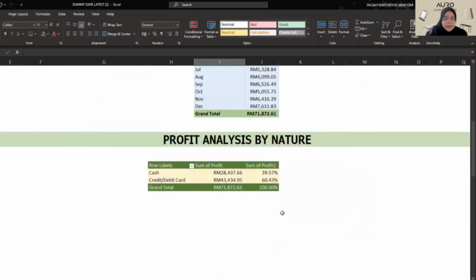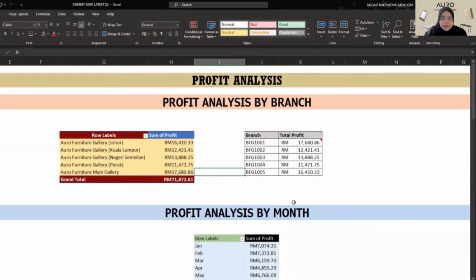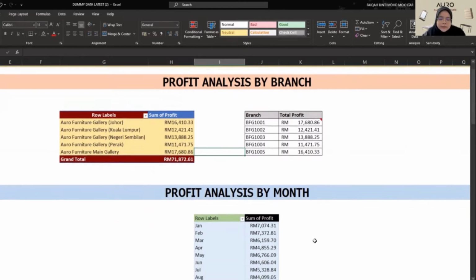Now let's move on to the profit analysis. Let's start with the profit analysis by branch. For this analysis, this pivot table summarizes the sum of profit according to each branch. We use the SUMIF function to identify the total profit from each branch. The SUMIF function we use involves the branch number and the profit from the sales invoice sheet. We can clearly see that BFG1001, which is the branch number for our furniture main gallery, has a total profit of 17,680 ringgit and 86 cents.